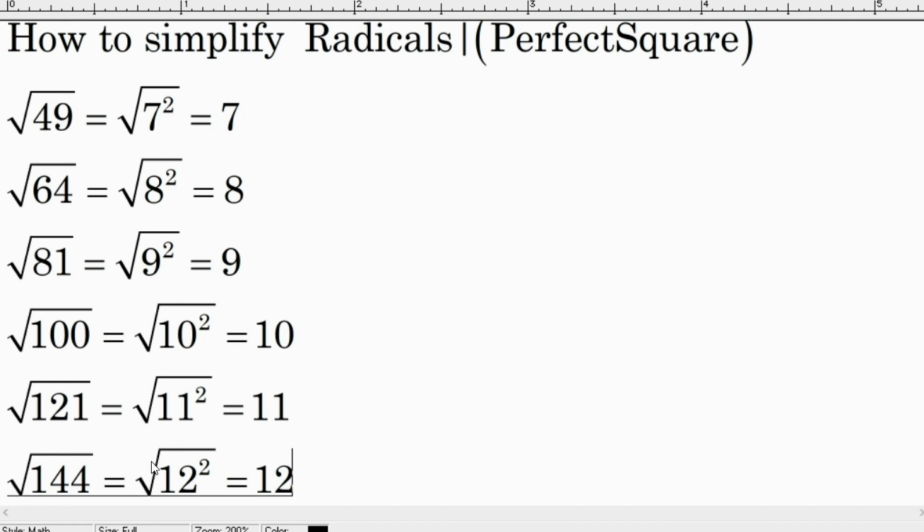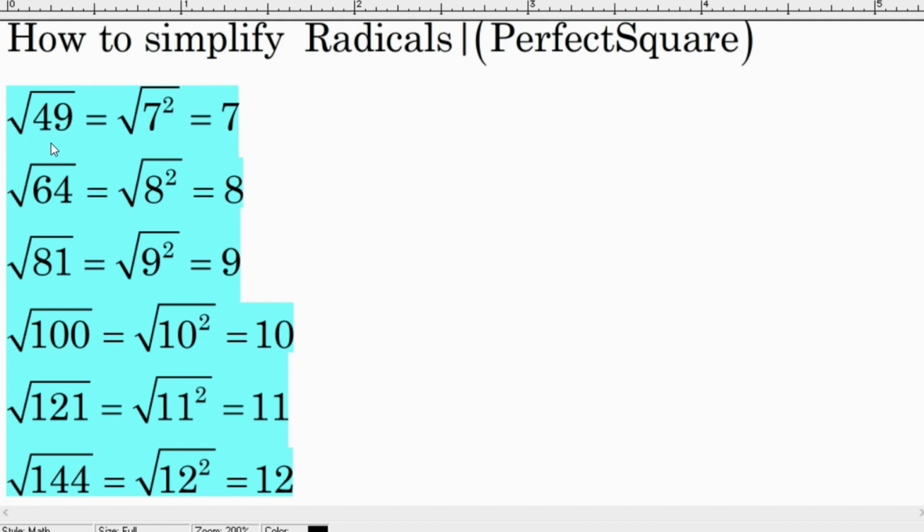Now what I want you to remember is the square roots of perfect squares, which give us whole numbers. When we remember this important part of radicals, we can simplify non-perfect square radicals. So now let's move on to the next level of radicals.